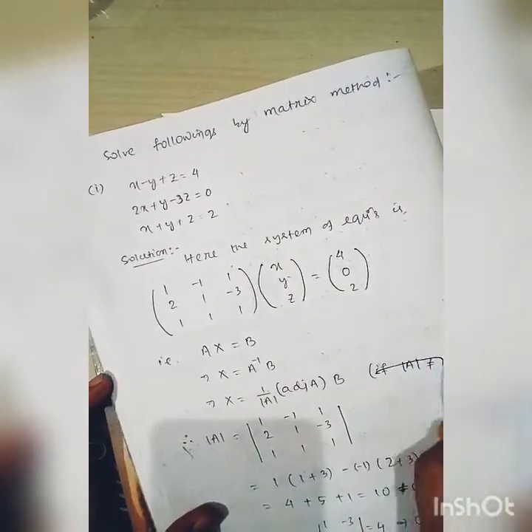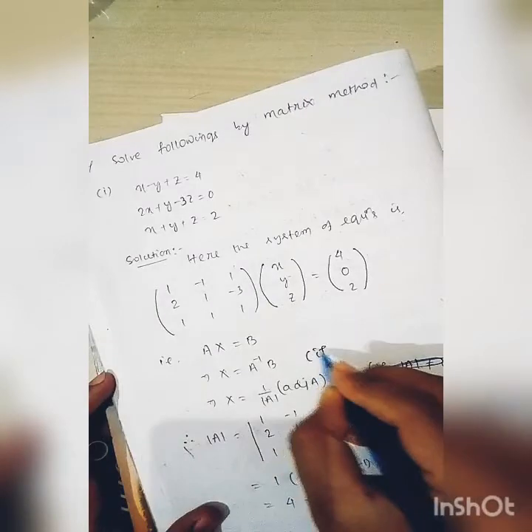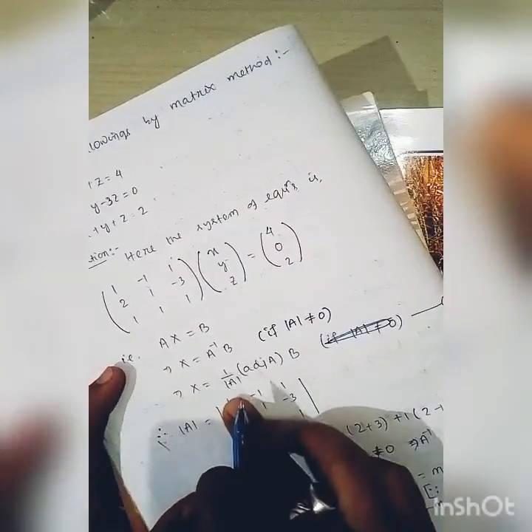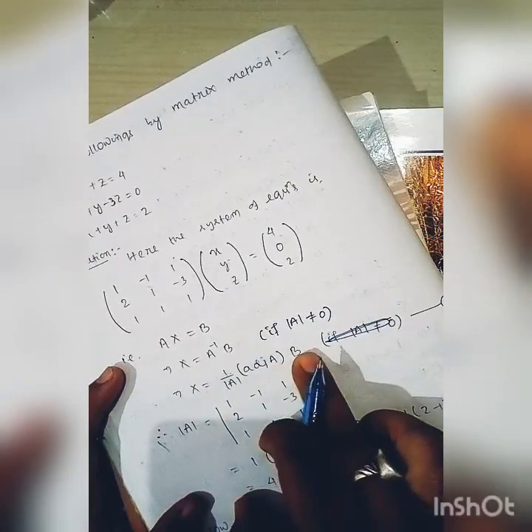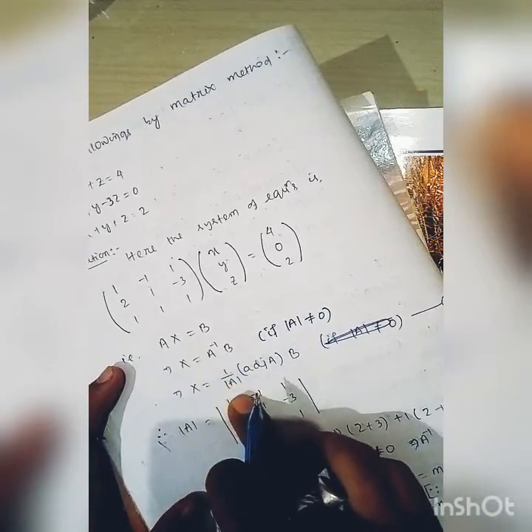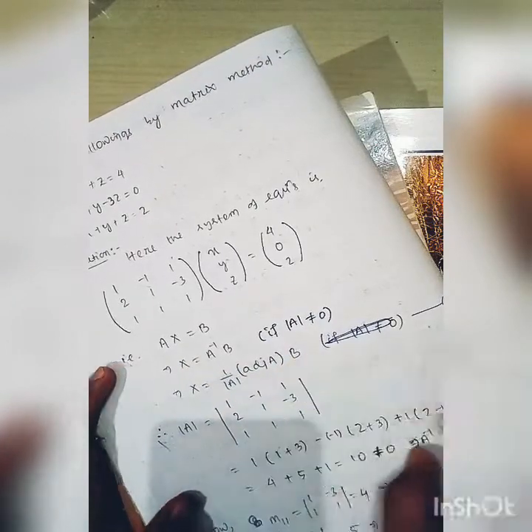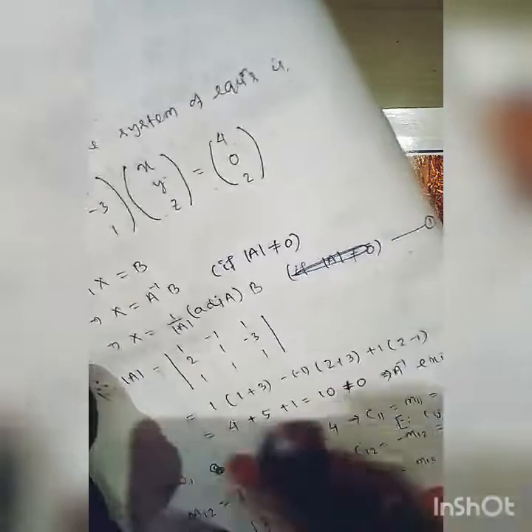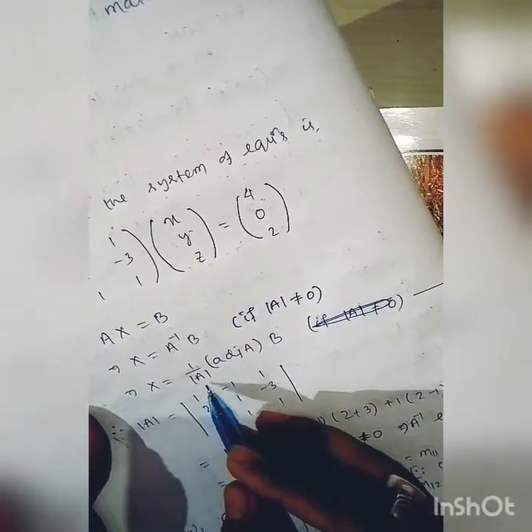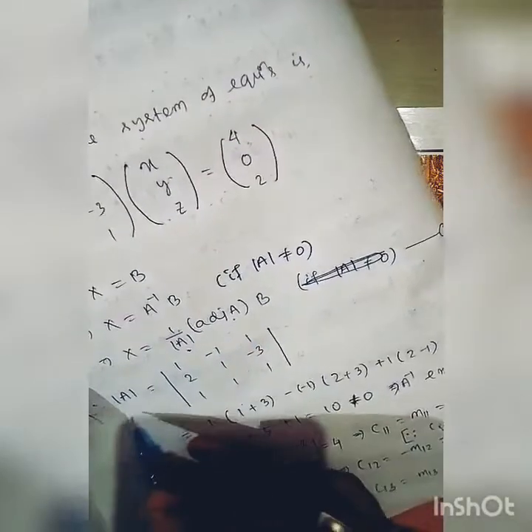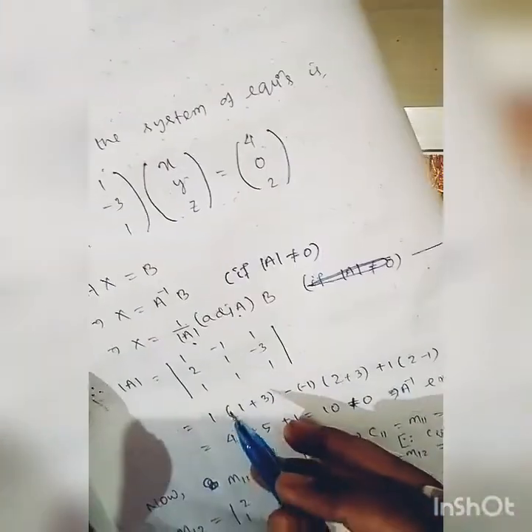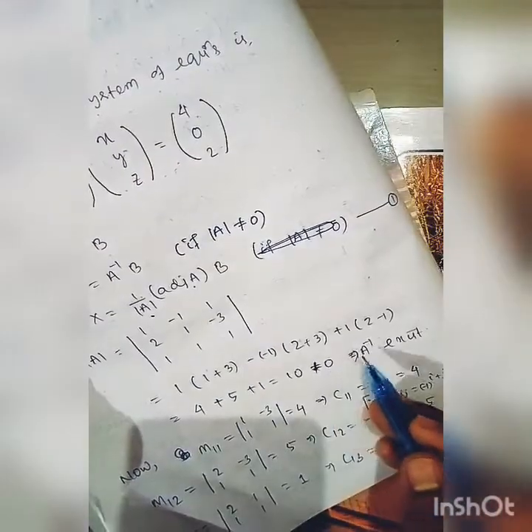Here we write this condition, if determinant of A not equal to 0. So X equal to 1 by determinant of A into adjoint of A into B, as you know the formula for A inverse is 1 by determinant of A into adjoint of A. Let us consider this as equation 1. Now to solve this, we have to find X. First we have to find determinant of A, then adjoint of A. Now determinant of A is the determinant of the coefficient matrix. When we solve, we get this is 10, so A inverse exists.